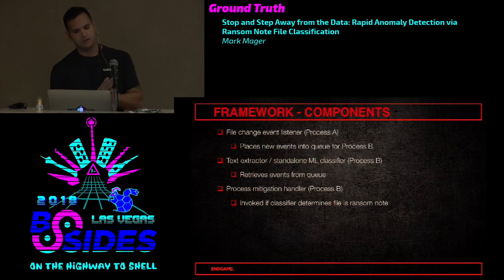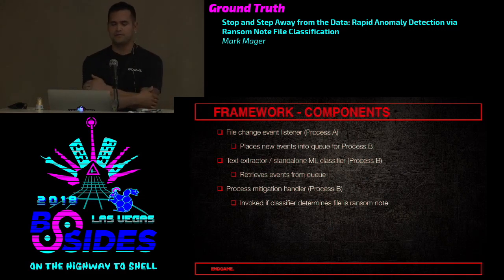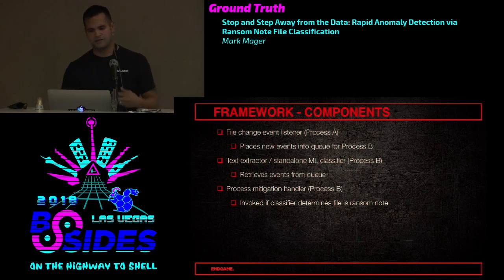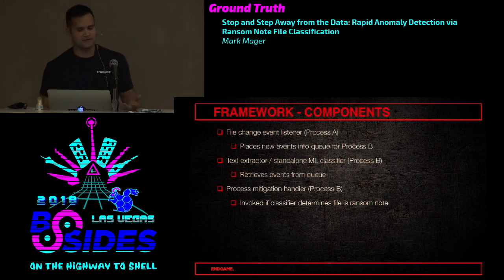So the way we're going to break things out is into 3 distinct components, but they're going to run within 2 processes. So we'll have a file change event listener, and the goal of that is it's going to take new file events and place them into a queue for the second process, process B. There's going to be a component that will handle the text extraction and also the machine learning classifier that will retrieve the events from the queue that process A is depositing into. And the process mitigation handler will also be in process B, and that's only invoked if the classifier finds a ransom note.